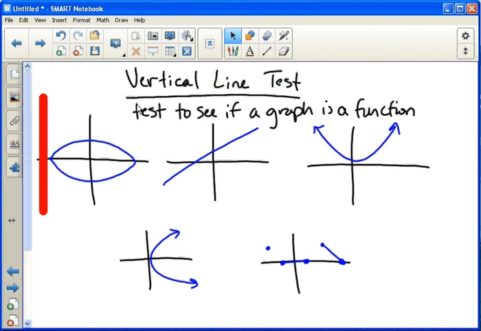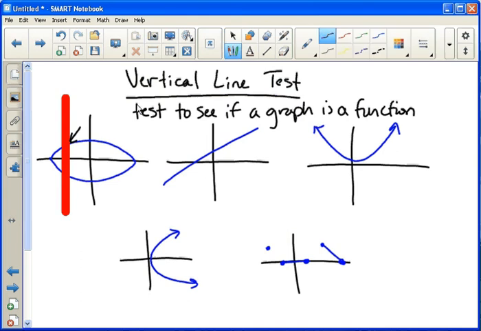So as I pass this across here, I know immediately I'm in trouble because I'm hitting a point here and I'm hitting a point here. And if I'm hitting more than one point, then it is not a function. Okay, so that first one, which looks like a football, is not a function. Now let's move on and look at the next one.